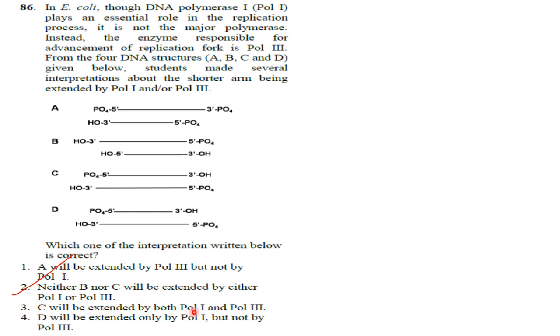C will be extended by both polymerase 1 and polymerase 3? No. D will be extended only by polymerase 1 and not by polymerase 3? Here 3' OH is there but there is no template. Here 3' OH is there and the template is present. So both DNA polymerase 1 and DNA polymerase 3 can act in case of D. So the answer here is option 2, neither B nor C will be extended by either polymerase 1 or polymerase 3.